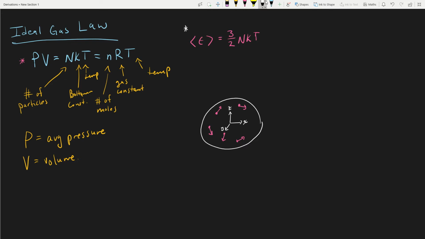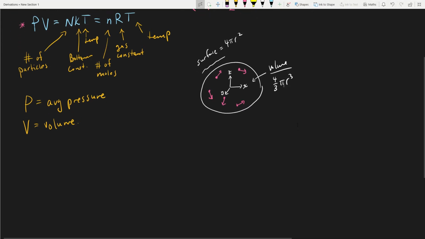So this is our gas, and this thing has a surface, and there's an area associated with this surface that we'll call 4 pi r squared. It has a volume equal to 4/3 pi r cubed. These are just standard things about a sphere. But what we want to do is zoom in on one wall. So we're going to take one wall and really blow it up.